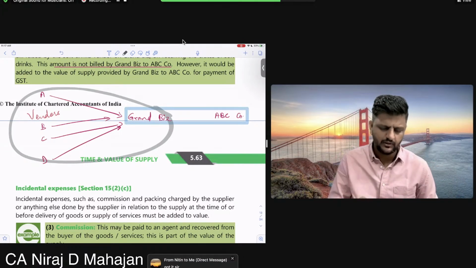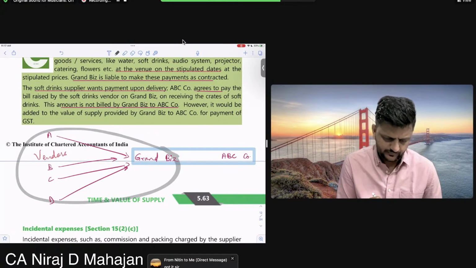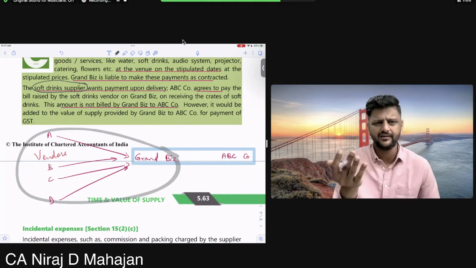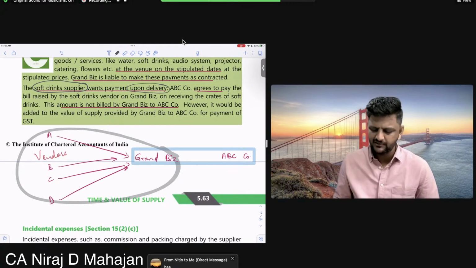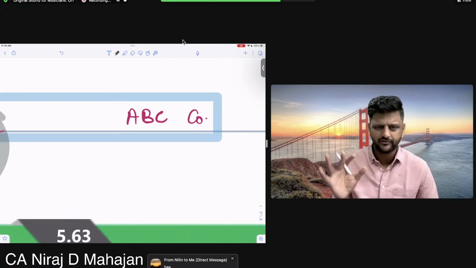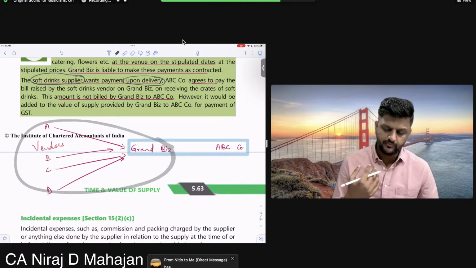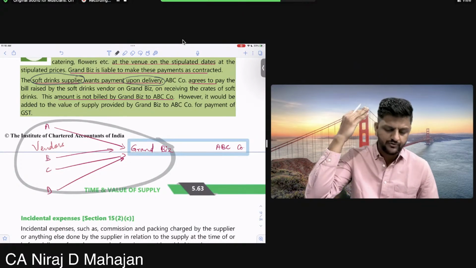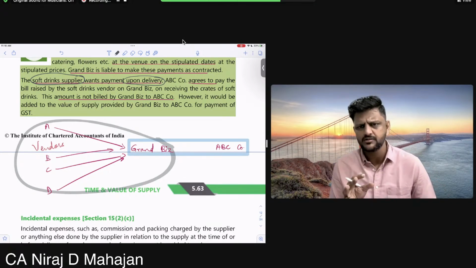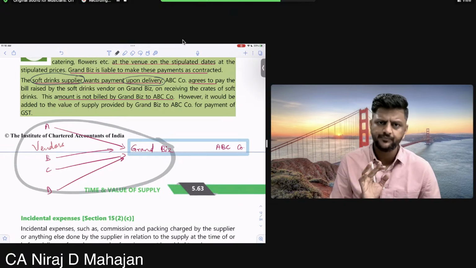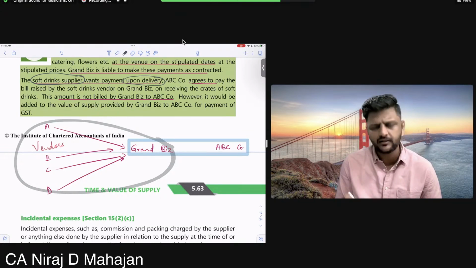So understand. Look at the example. What are they saying? The soft drink supplier, one of the vendors, wants payment upon delivery. Now, which event is happening at ABC company's premises or hall or whatever, we don't know that. Okay, forget that. In the example, check now. ABC agrees to pay the bill raised by the soft drinks vendor on Grandbiz. The invoice is raised by the soft drink vendor on Grandbiz. ABC agrees to make the payment, on receiving the delivery. So common sense, this amount is not billed again by Grandbiz to the company, right?